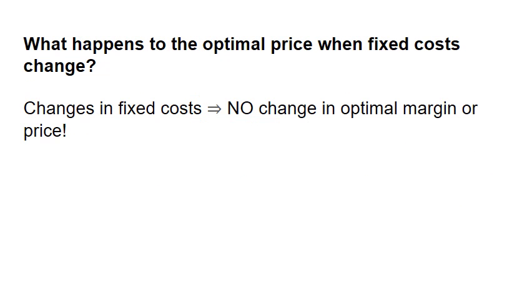Finally, the analysis indicates that a change in fixed cost will not lead to a change in the optimal margin or price. Fixed cost does not appear in the optimal price formula. It doesn't appear in the optimal margin formula. Fixed costs are things you can't change, and if you can't change them, they should have no bearing on your current decisions. Worrying about fixed costs when you set price would be an example of the fixed cost fallacy.